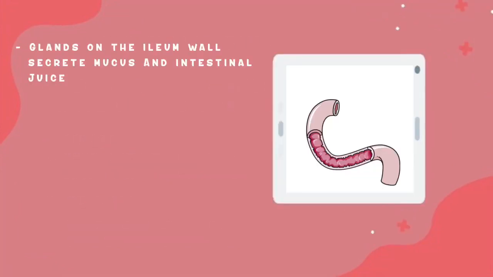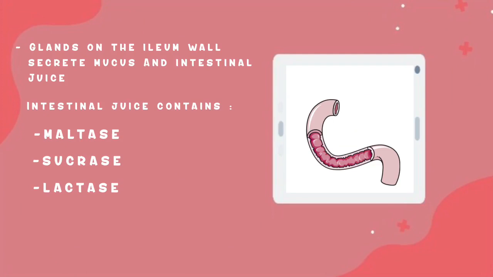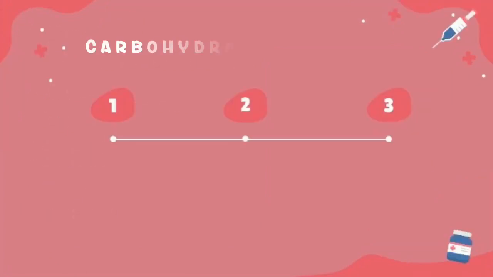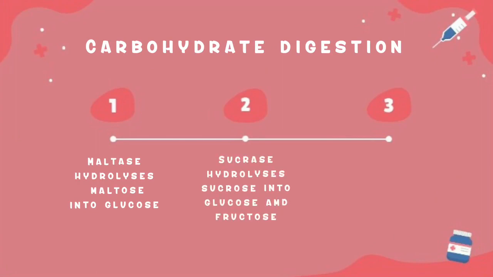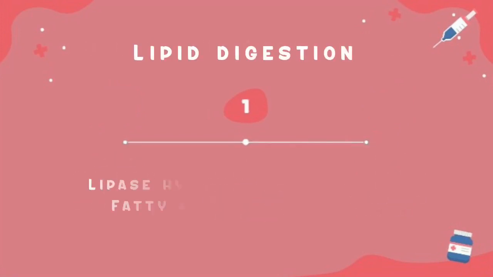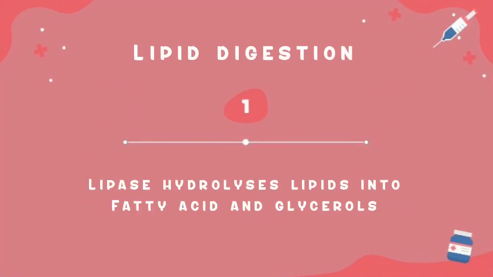Glands on the ileum wall secrete mucus and intestinal juice that contains maltase, sucrase, lactase, and erepsin. In carbohydrate digestion, maltase hydrolyzes maltose into glucose, sucrase hydrolyzes sucrose into glucose and fructose, and the last one, lactase, hydrolyzes lactose into glucose and galactose. Then, lipase will hydrolyze lipids into fatty acids and glycerol in lipid digestion.